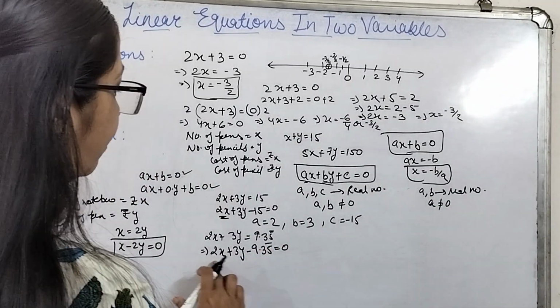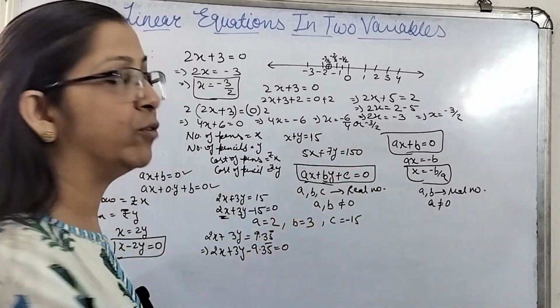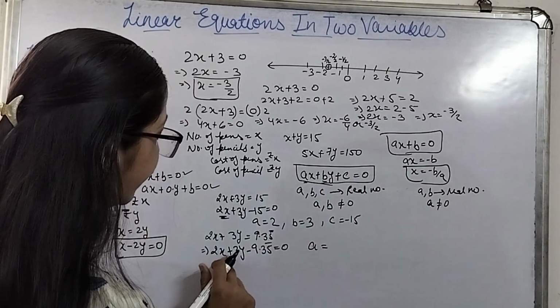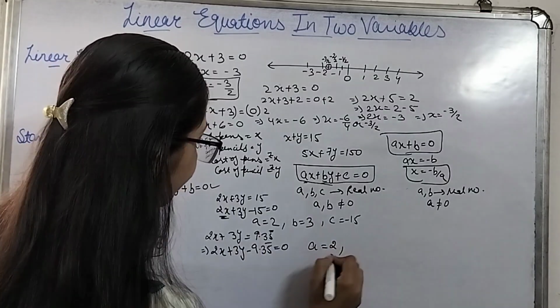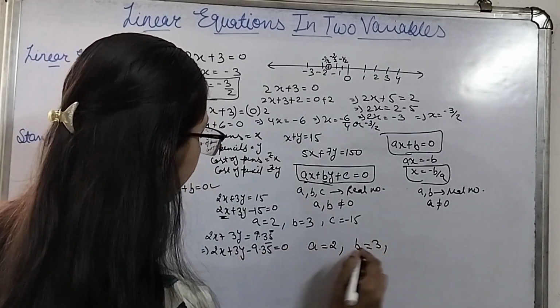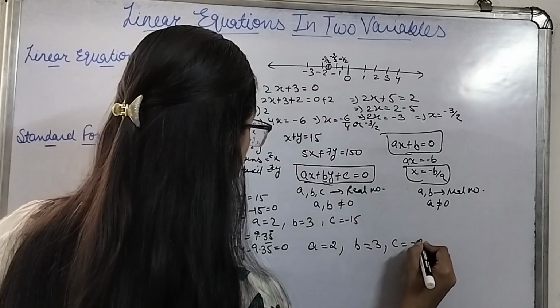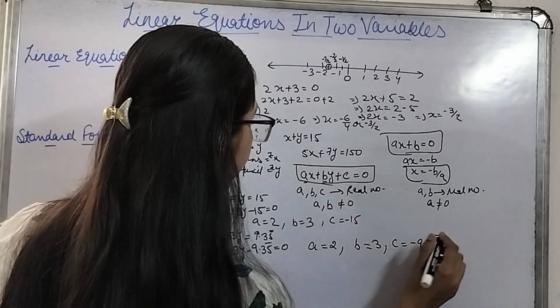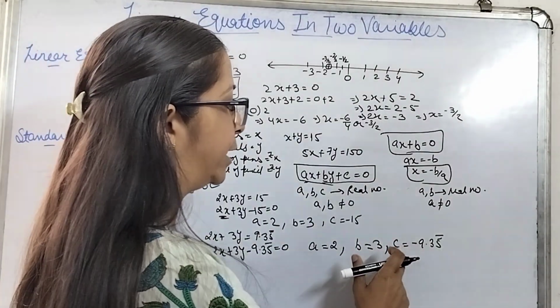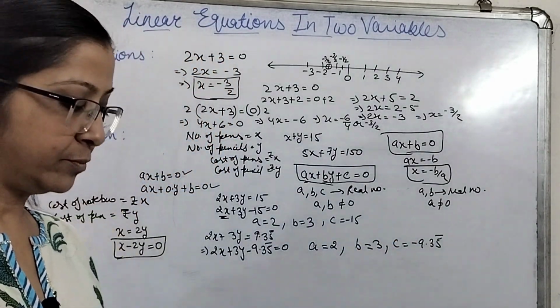Now if we compare this equation with the standard form of the equation, we can see the value of a, that is the coefficient of x, is 2, the value of b, that is the coefficient of y, is 3, and the value of c is minus 9.35 bar. We need to take the sign also. So minus will even be included in the value of c.